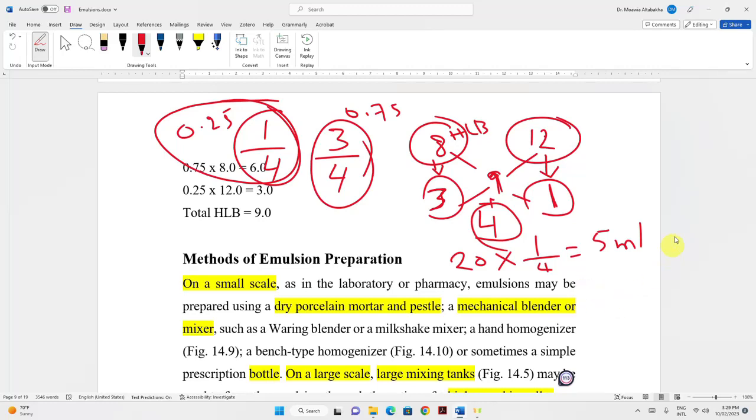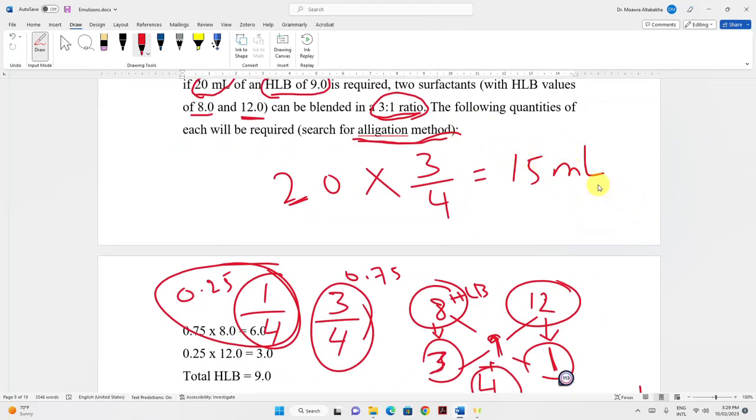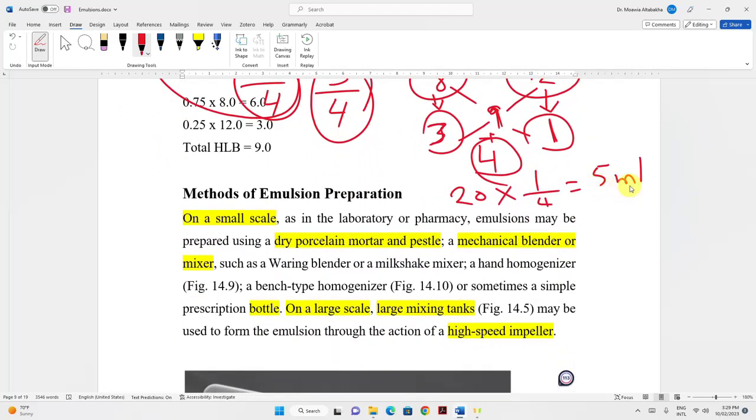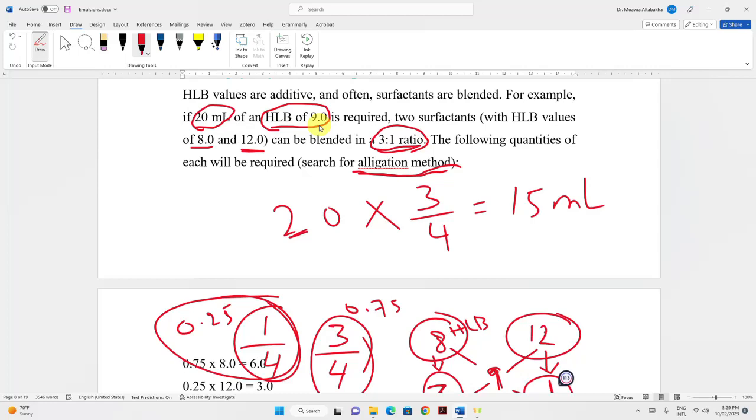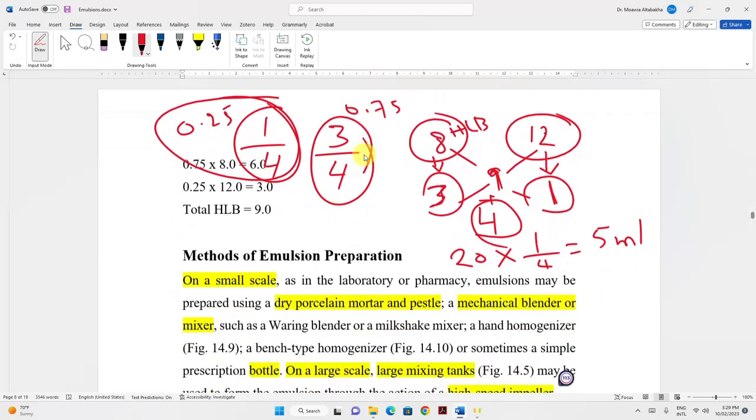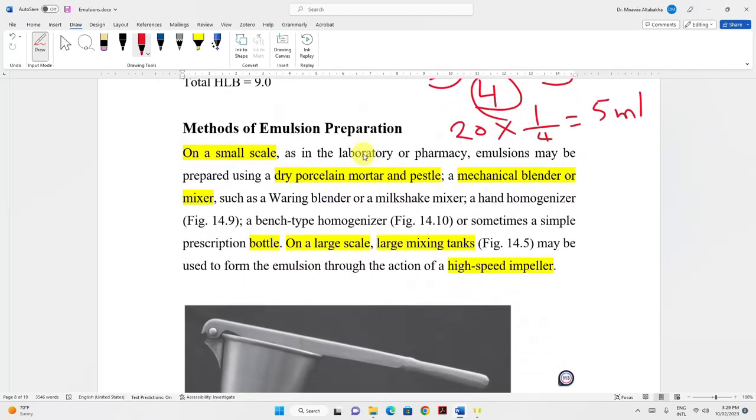See, 5 ml plus 15 ml and you have 20 ml, and when you mix them, you will get an HLB value for the mixture of 9. Okay, now we talked about how to mix HLB values when you don't have the exact one, and I told you that generally it's better to have a mixture of emulsifying agents.